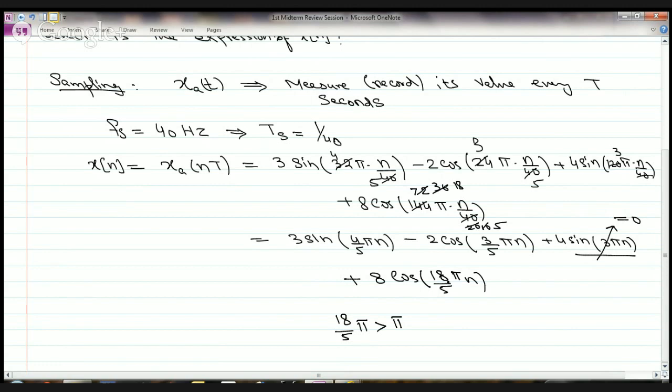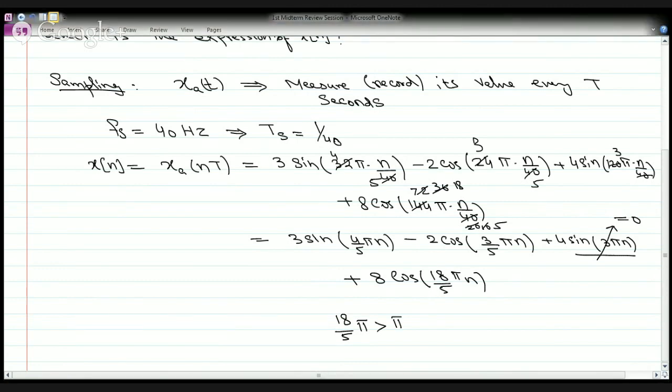So it's really a case where you are given a closed form expression, and you are able to write that closed form expression for the samples by simply replacing little t by n times capital T. So I hope this addresses the question, the problem that was asked.